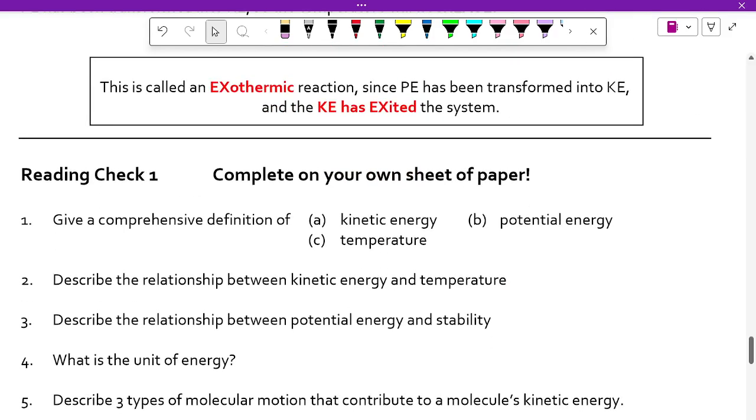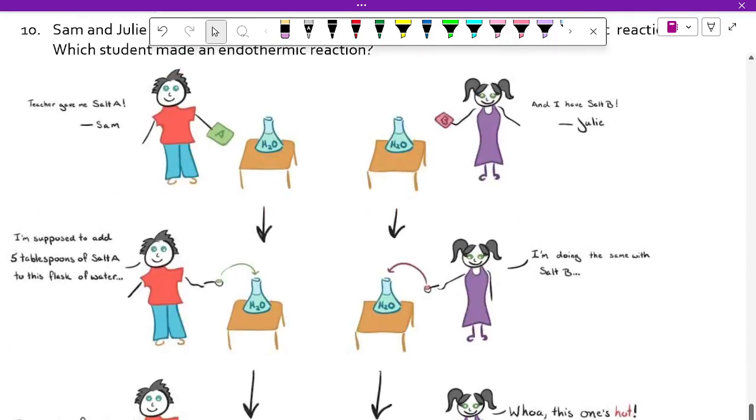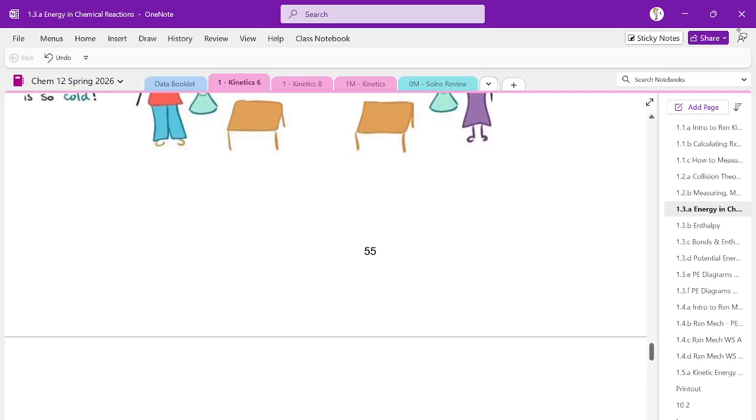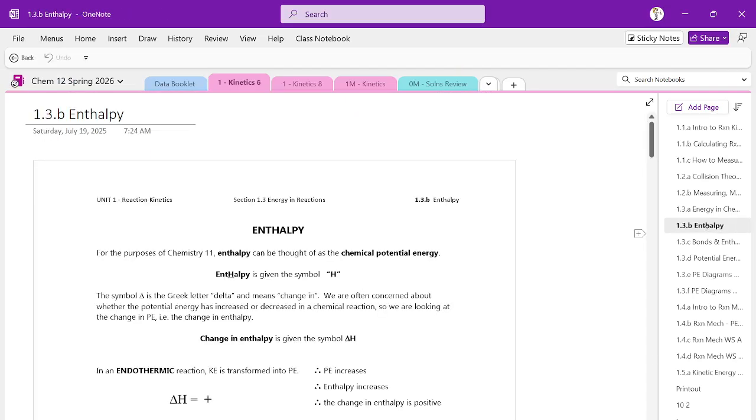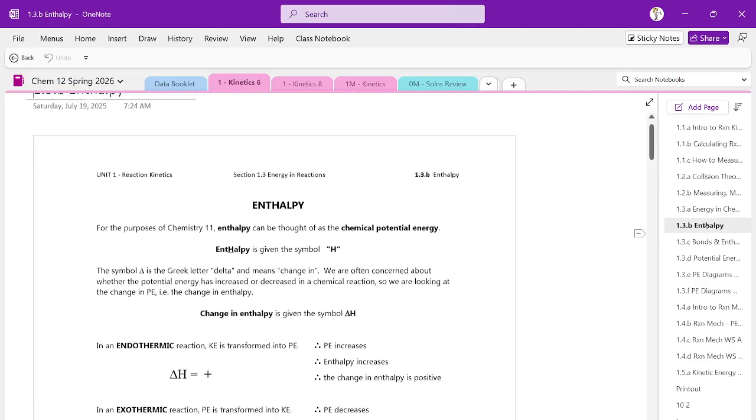All right, so there's a little reading check here. We're not going to do that. You're going to do that at home. And we're going to move on to enthalpy, which is on page 56.